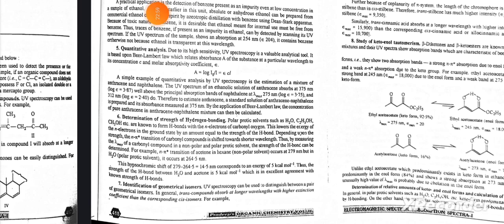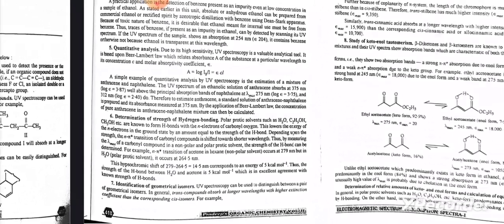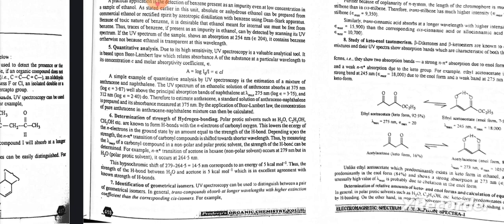A simple example of quantitative analysis by UV spectroscopy is the estimation of a mixture of anthracene and naphthalene. The UV spectrum of an ethanolic solution of anthracene absorbs at 375 nanometers, well above the principal absorption bands of naphthalene, lambda max 275 nanometers and 312 nanometers. Therefore, to estimate anthracene, a standard solution of the anthracene-naphthalene mixture is prepared and its absorption is measured at 375 nanometers. By the application of the Beer-Lambert law, the concentration of pure anthracene in the anthracene-naphthalene mixture can be calculated.